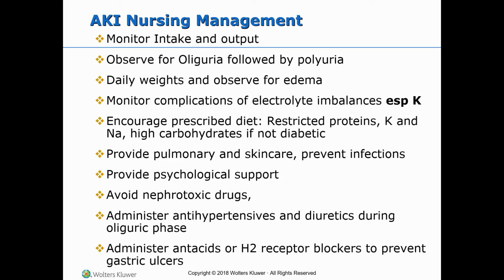There will be no change in urine output in intrarenal and post-renal and may result in increasing breathing difficulty or increased blood pressure. Therefore, further diagnostic tests like renal ultrasound, KUB, or CT scan may be performed to further diagnose the cause for the renal failure. Observe for oliguria followed by polyuria, daily weights, and observe for edema. Monitor complications of electrolyte imbalances, especially potassium.